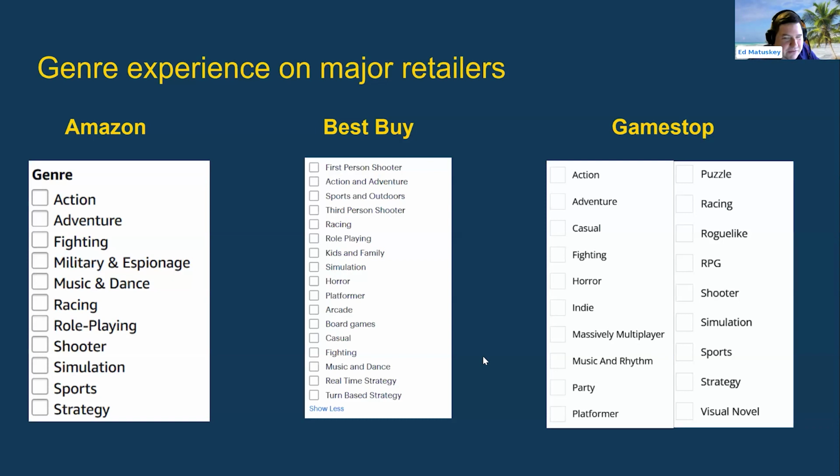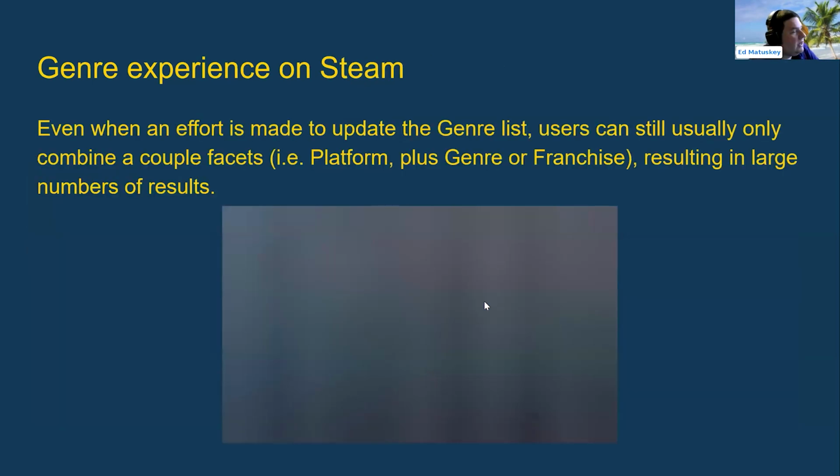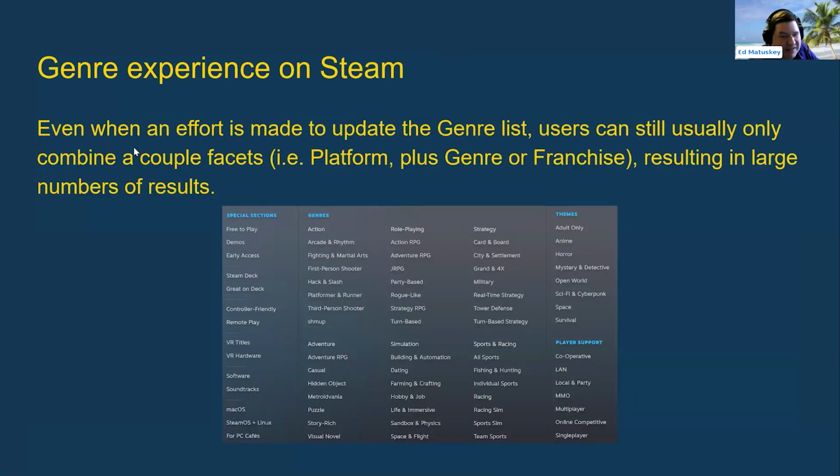Now you get a little bit better if you're restricting yourself to a console platform. But if you're looking at PC, and again with the emphasis on making older games available that some people are doing, you absolutely have hundreds of results in, for example, action, adventure, some of these really broad categories. Even the companies that are making an effort to update the browse experience, you still can only usually combine at most a couple facets, platform plus genre or franchise, for example. And so you either get an extremely narrow result set, or again, extremely broad ones.